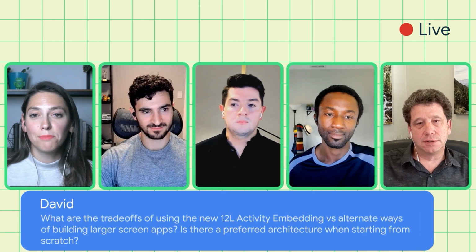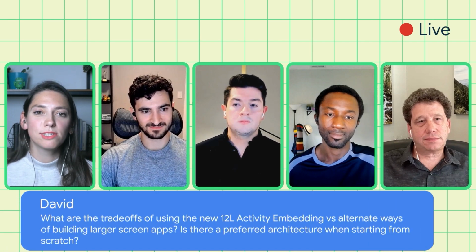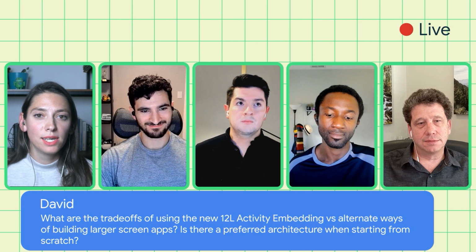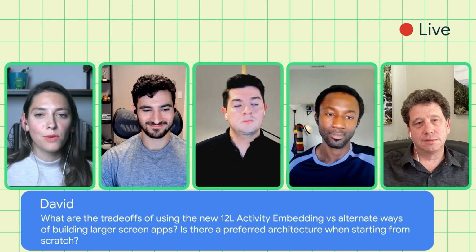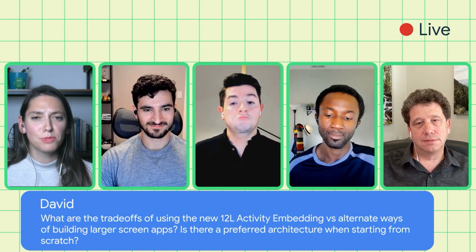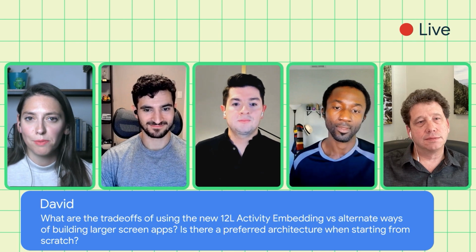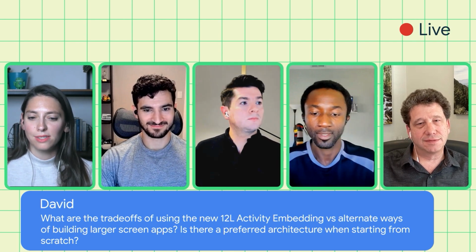What are the trade-offs of using the new 12L activity embedding versus alternate ways of building larger screen apps? Is there a preferred architecture when starting from scratch? Wale, would you like to start talking about activity embedding?